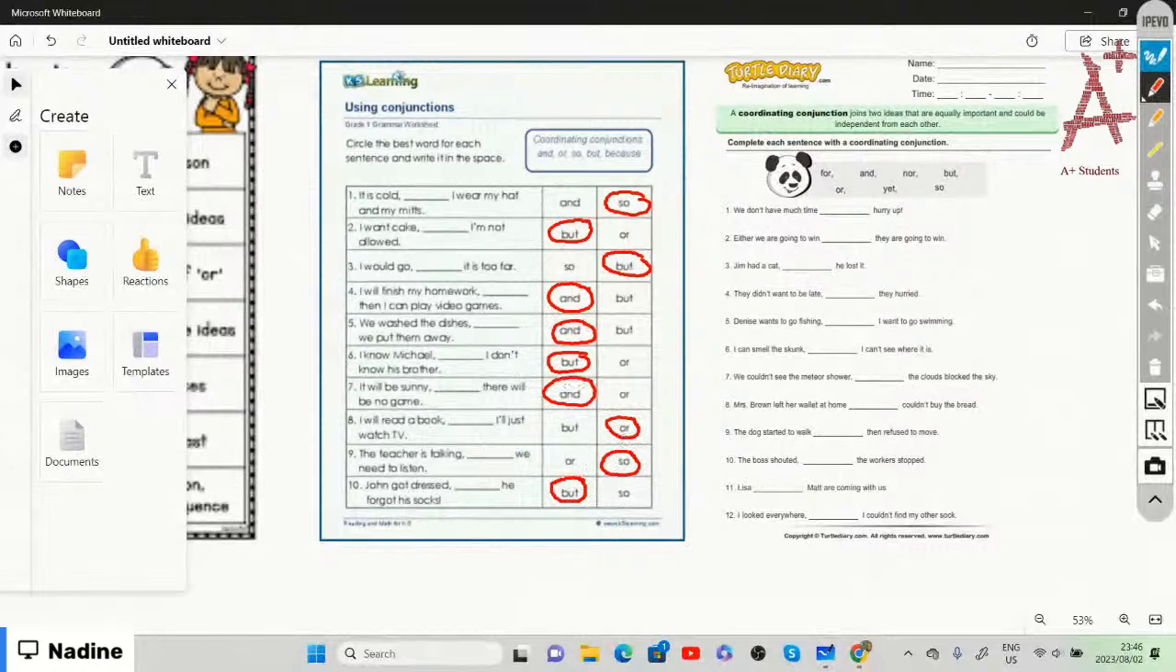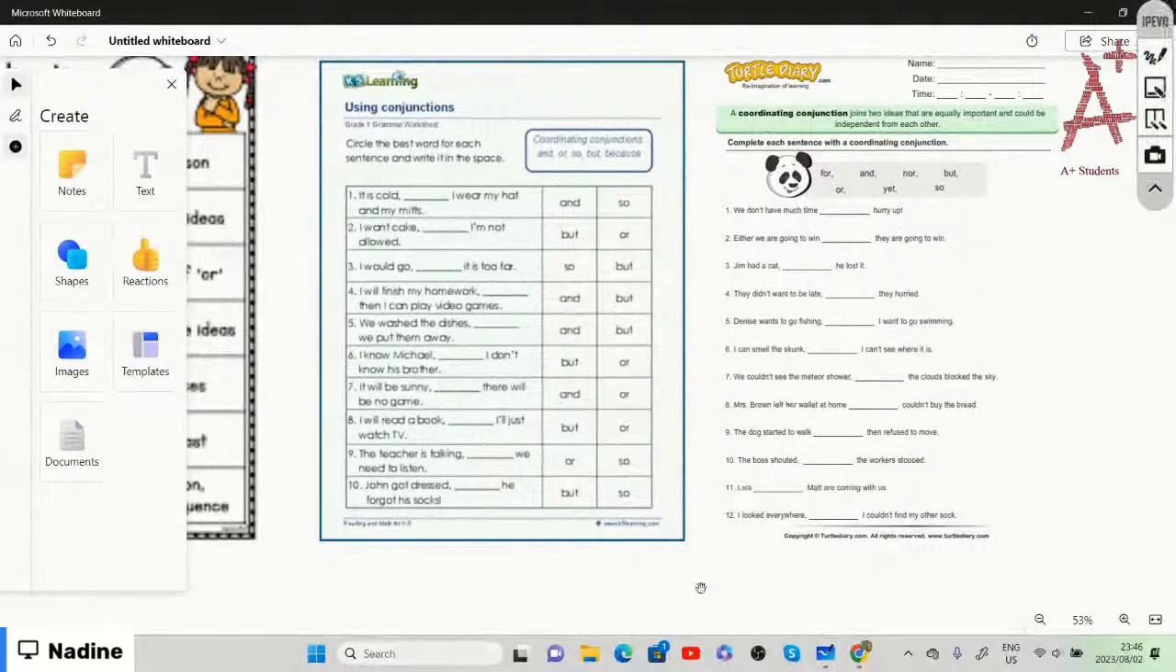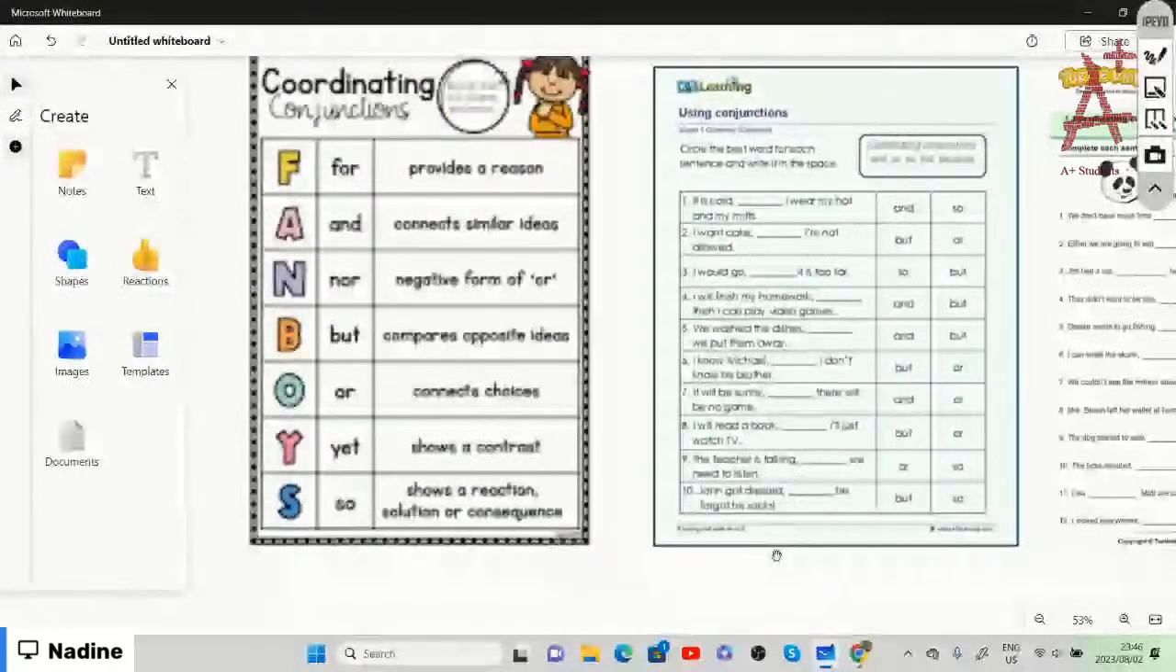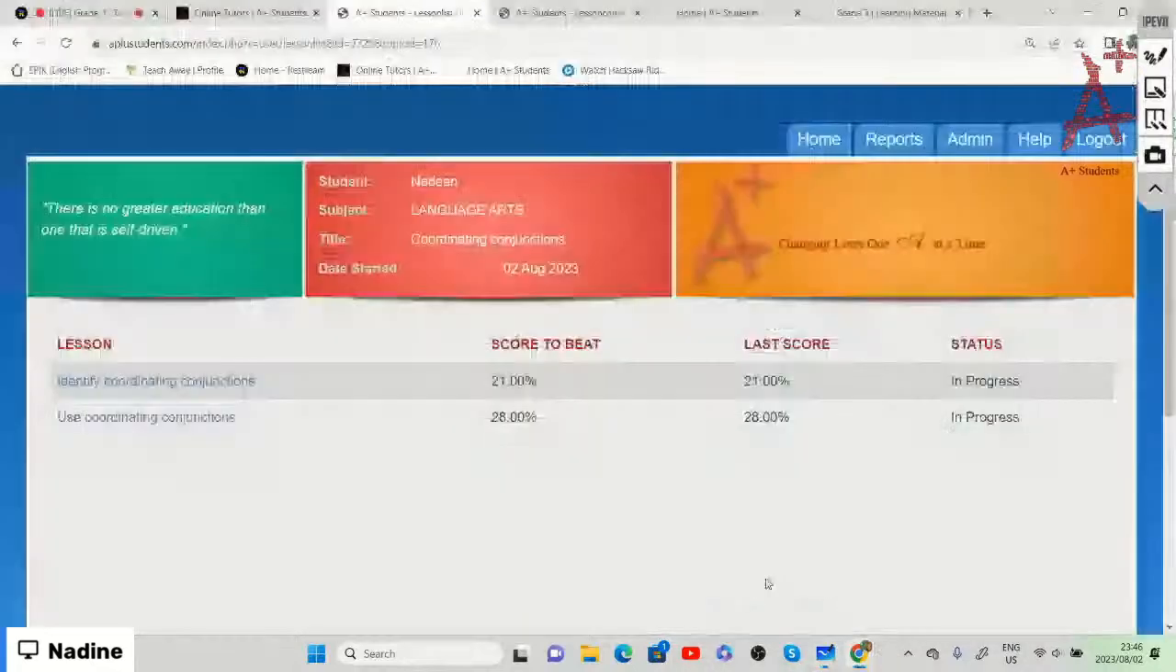All right, so that is basically our activity on coordinating conjunctions, right? And we see the coordinating conjunctions connect words, phrases, or sentences. And we said the most common ones are and, but, or, so, right? And in our lesson today, we identified coordinating conjunctions as well as used coordinating conjunctions. So that is now the end of our lesson on coordinating conjunctions.